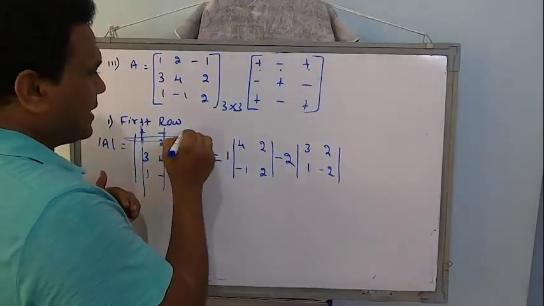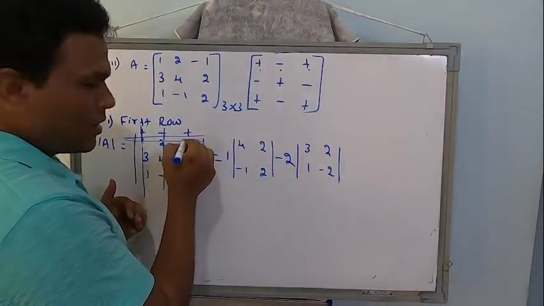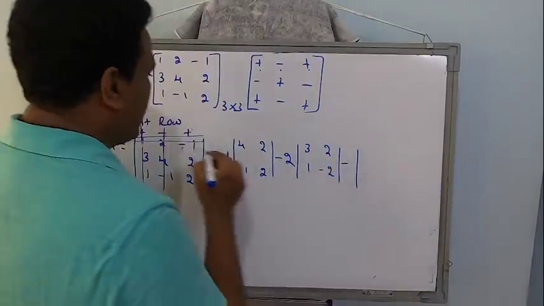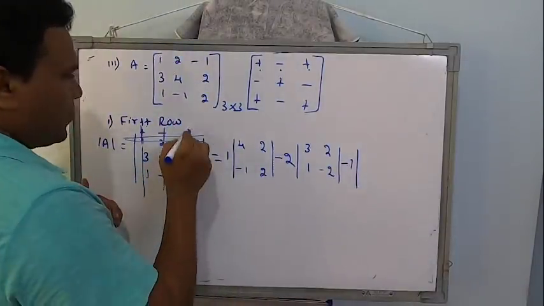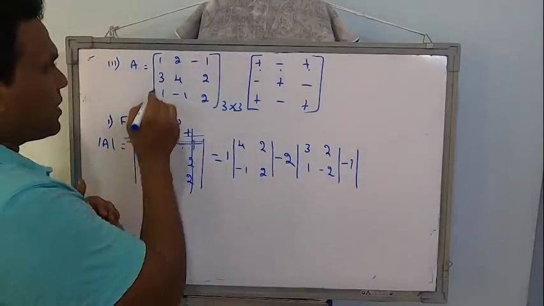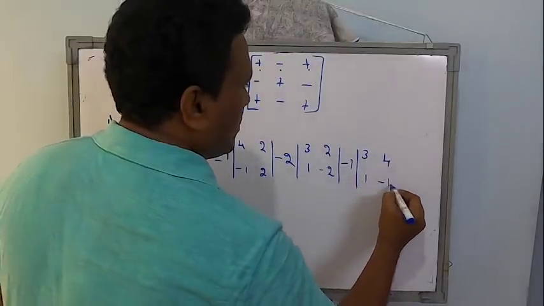And look at the next. The next element is associated with the plus sign. So plus, multiplied by minus, is going to be minus determinant. It's 1 actually. So leave the column and row in which that minus 1 is present. What are the remaining elements? The remaining elements are 3, 4, 1, minus 1.